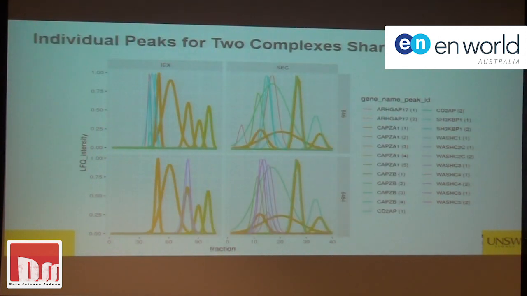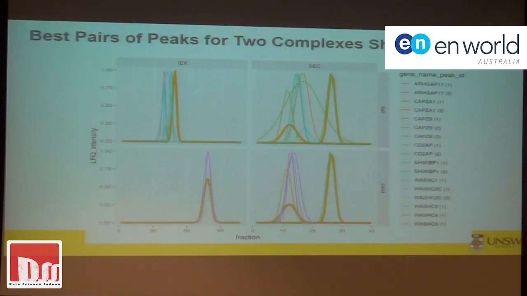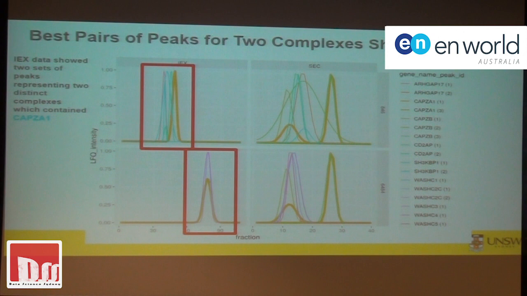And then we did peak picking. And for CAPZA1, we found 5 peaks. So the peaks are pretty complicated, so I simplified it a bit by finding the best pair of peaks for every pair of proteins. And so it's a lot simpler, as you can see. For the IEX data set, I found two sets of peaks representing two sets of protein complexes, which contain CAPZA1. Again, the thicker line is CAPZA1.